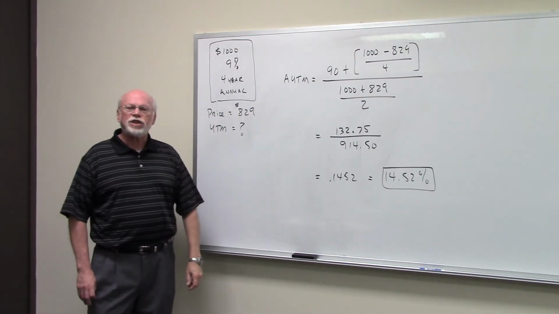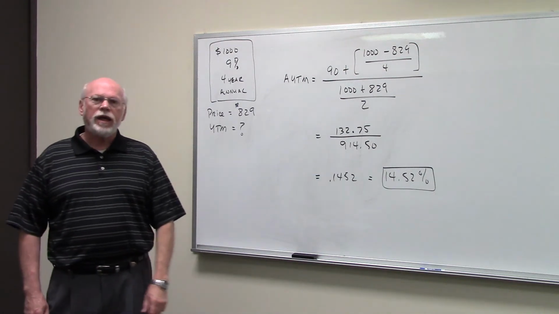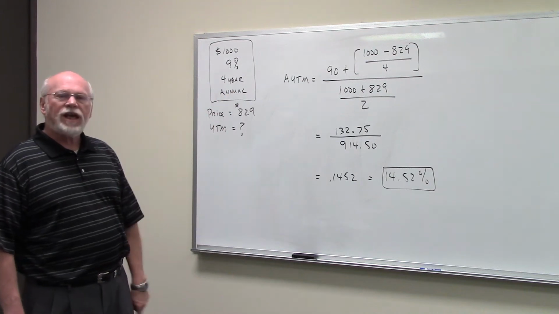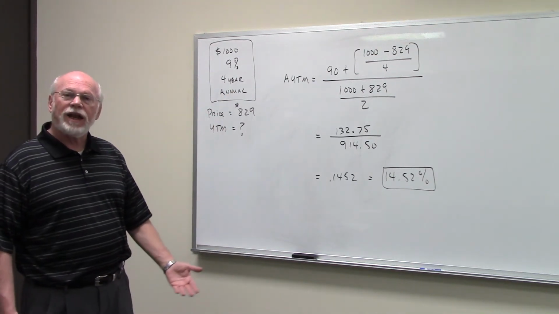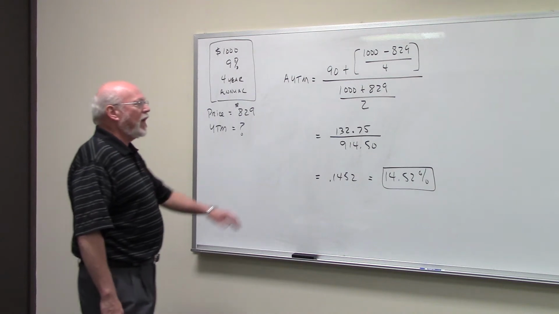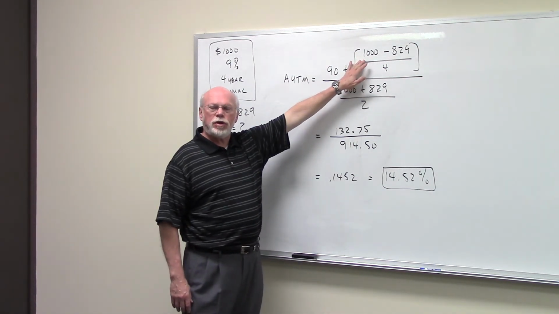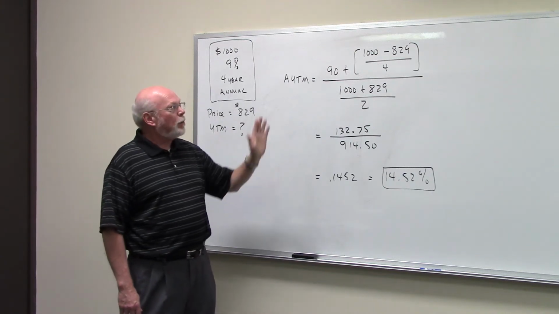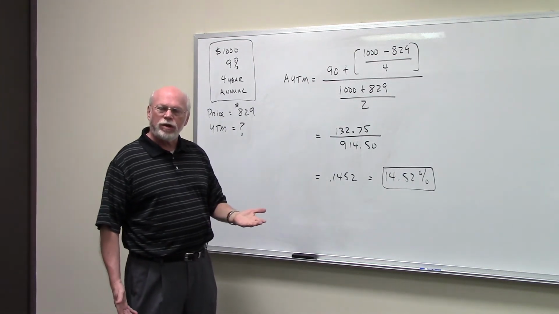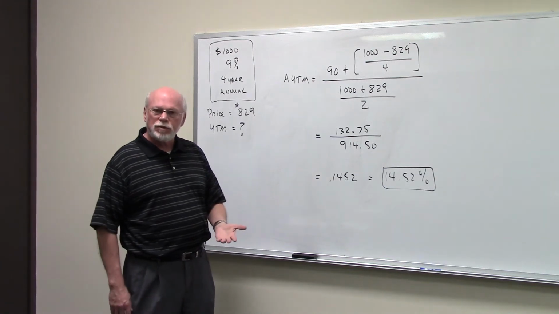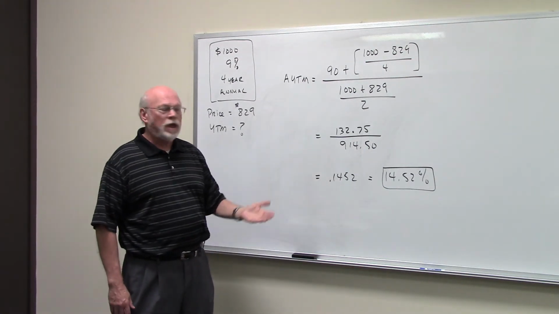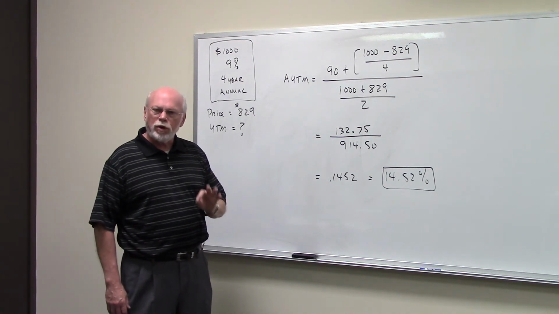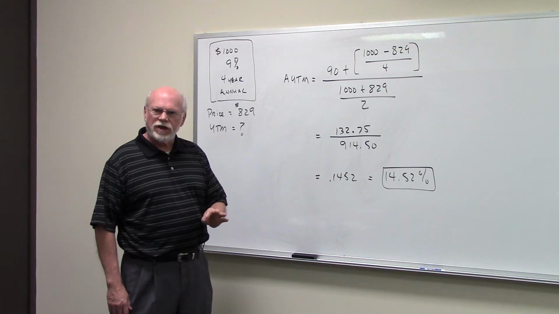To calculate the approximate yield to maturity on this bond, in the numerator is going to be the annual interest the bond pays, which in this case is 9% of $1,000, $90. To that you add the price of the bond at maturity. At maturity, all bonds sell for $1,000. Minus the price of the bond now, which is $829, divided by the number of years to maturity, which they tell us is 4. What you see in the numerator here turns out to be the average inflow per year if you buy this bond as an investor.